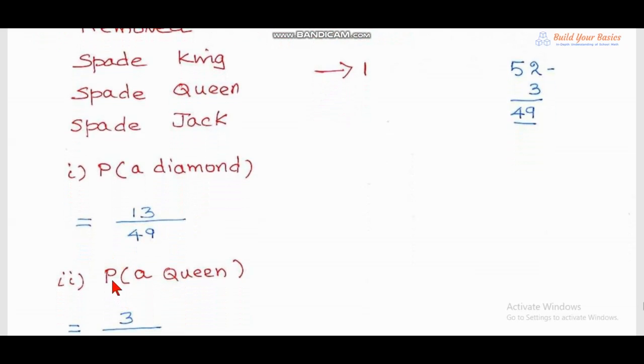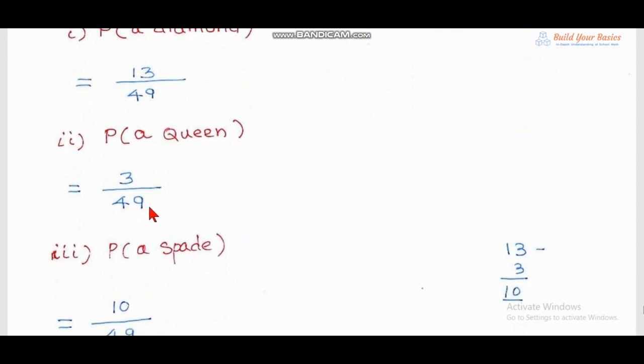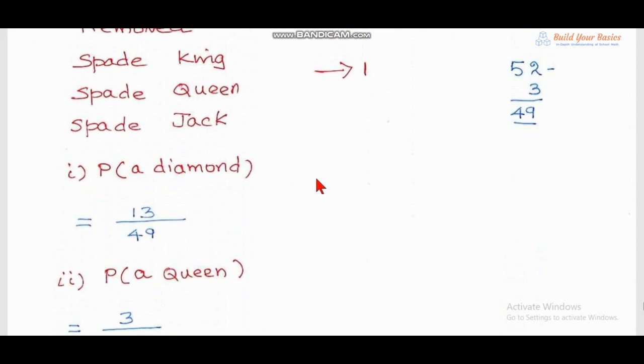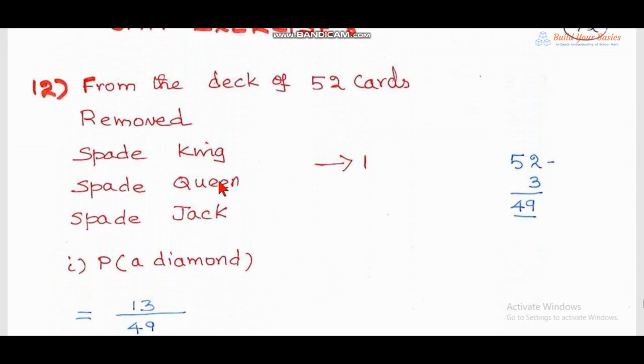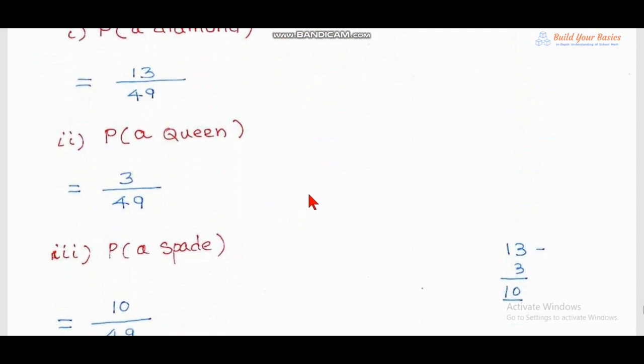Then second subdivision. Probability of getting a queen card. A card is drawn at random. Total 49 cards, that is the denominator. How many queen cards will be there? Only 3, because one queen card has been removed. Out of those 52 cards, there were 4 queens, but the spade queen has been removed. So there will be only 3 queen cards left. So the probability of drawing a queen card is 3 by 49.